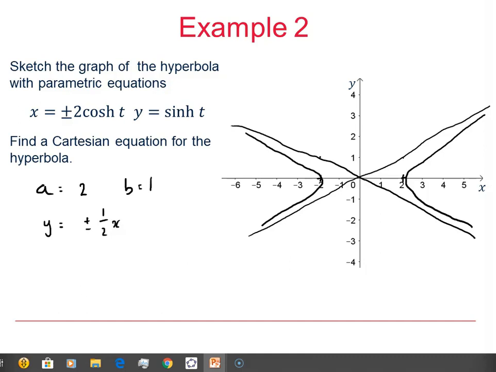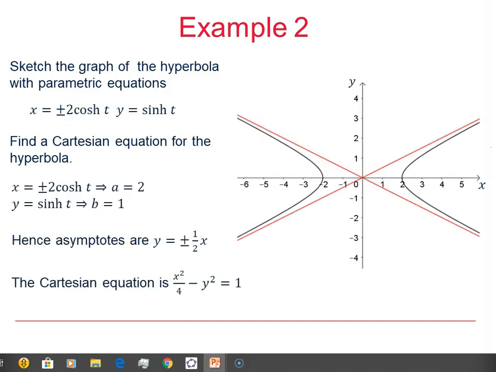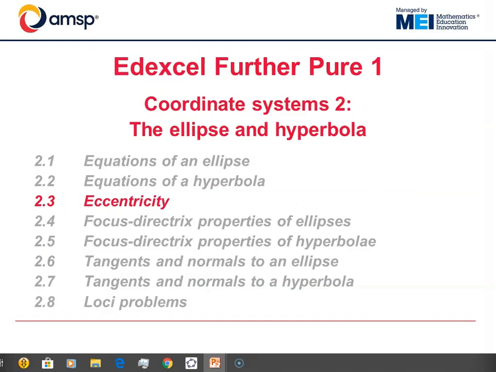With the value of a equal to 2 and b equal to 1, then its Cartesian equation is very simple: x squared over a squared, so x squared over 4 minus y squared over b squared, that's just y squared, is equal to 1. So there it is, written out neatly for you, and a much better sketch graph than I can do on the computer. Well, that completes this particular video, and in the next one we'll be looking at something called the eccentricity.